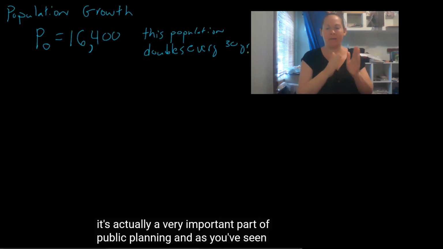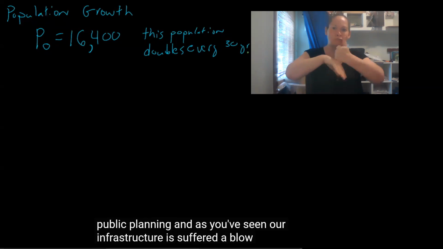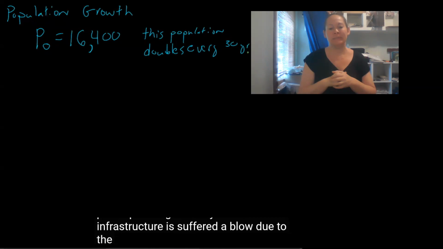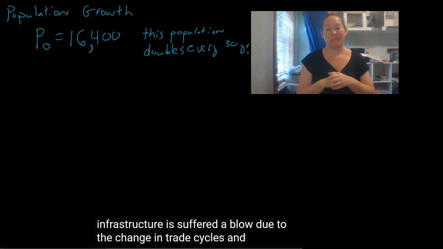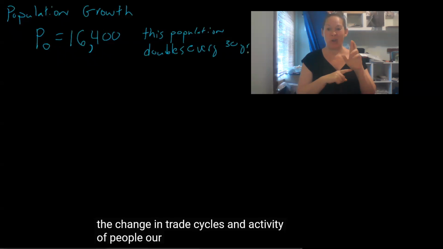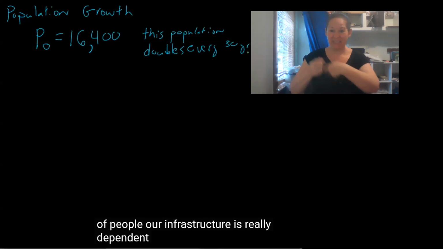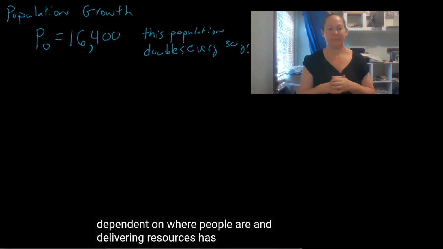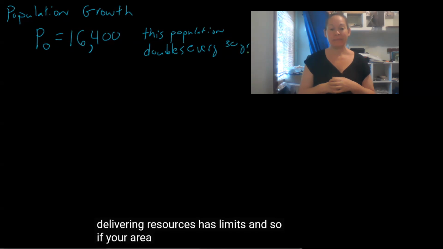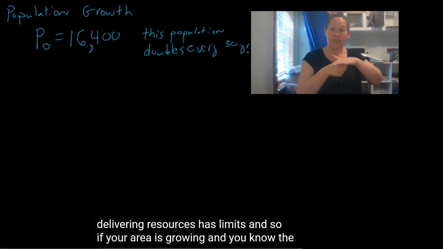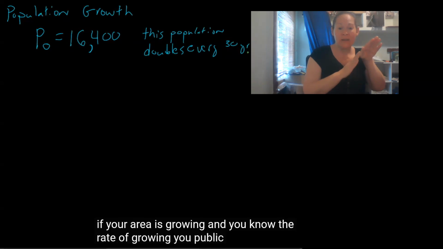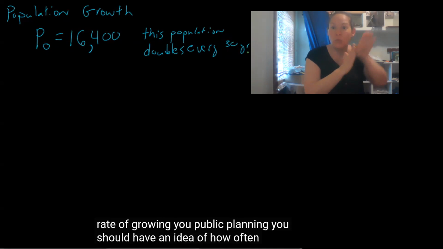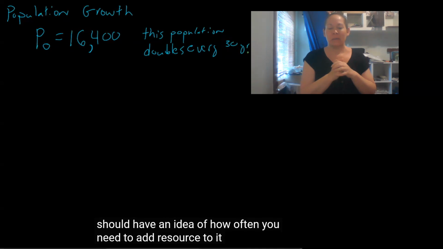And as you've seen, our infrastructure has suffered a blow due to the change in trade cycles and activity of people. Our infrastructure is really dependent on where people are, and delivering resources has limits. And so if your area is growing and you know the rate of growing, in public planning, you should have an idea of how often you need to add resources to it.